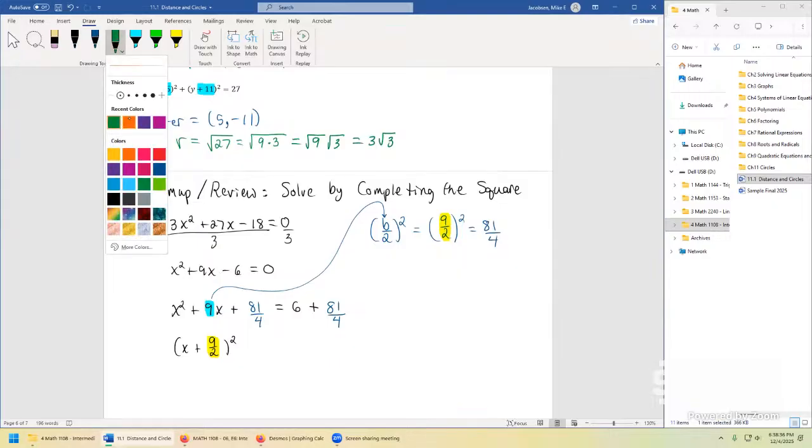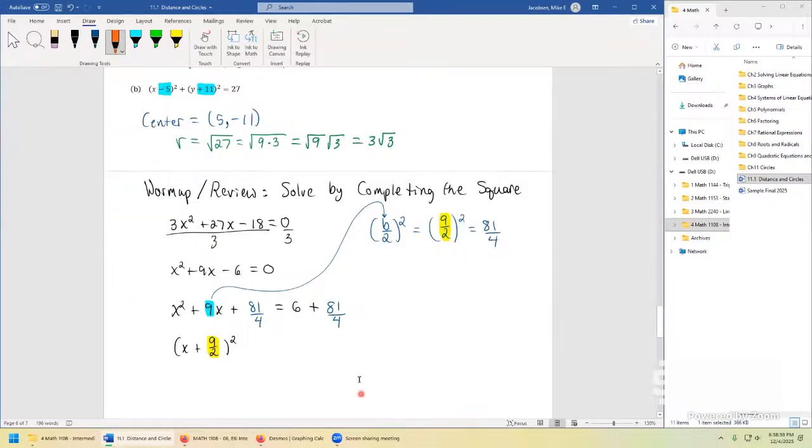Tricky work is on the right-hand side where we have some fraction arithmetic to resolve. Let's do this on the margin as scratch work. Multiply this by 4/4 to get the least common denominator, and it's now 24/4 plus 81/4. 81/4 gives us 105/4. So our right-hand side here is 105/4. And now the square's been completed.